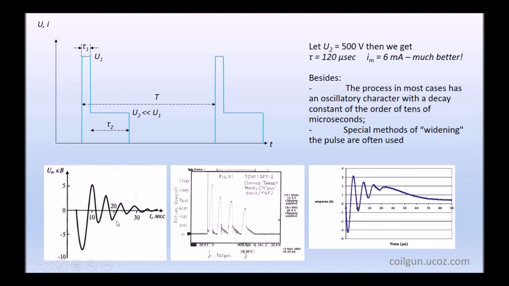These are examples of real pulses from shockers. This is from Taser. I don't remember. As far as I remember, it is from the Taser M26 model. And special methods of widening the pulse are used in them. And we will talk about this in the next part of our video.